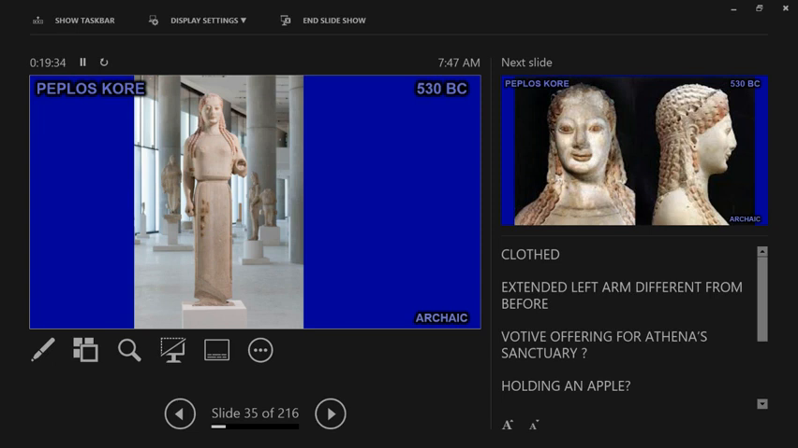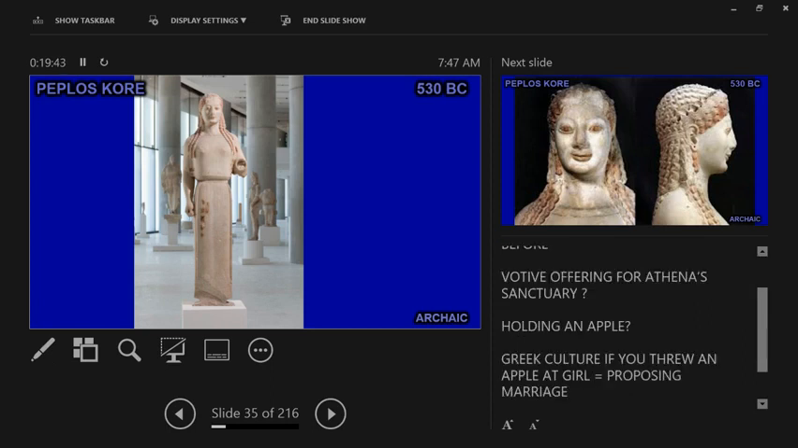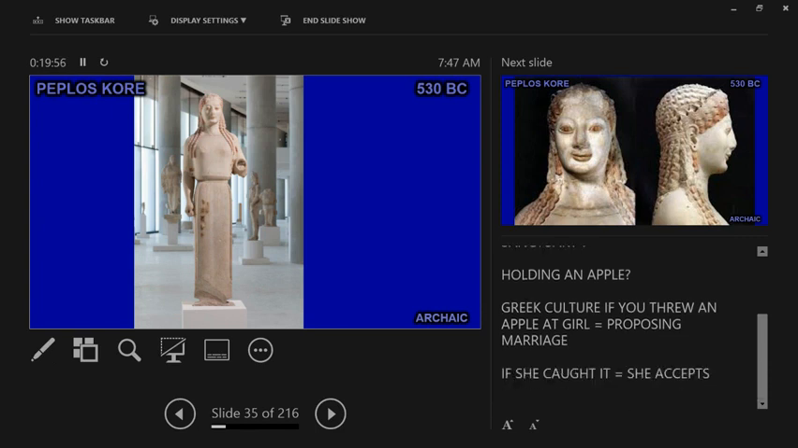Her extended left arm is different from before. So they think that it was holding a votive offering for Athena's sanctuary, or possibly holding an apple. Do you remember the story I told you of the Trojan War? What fruit started the Trojan War? Do you remember the golden apple that Eros threw into the wedding party, and the goddesses were fighting over it?